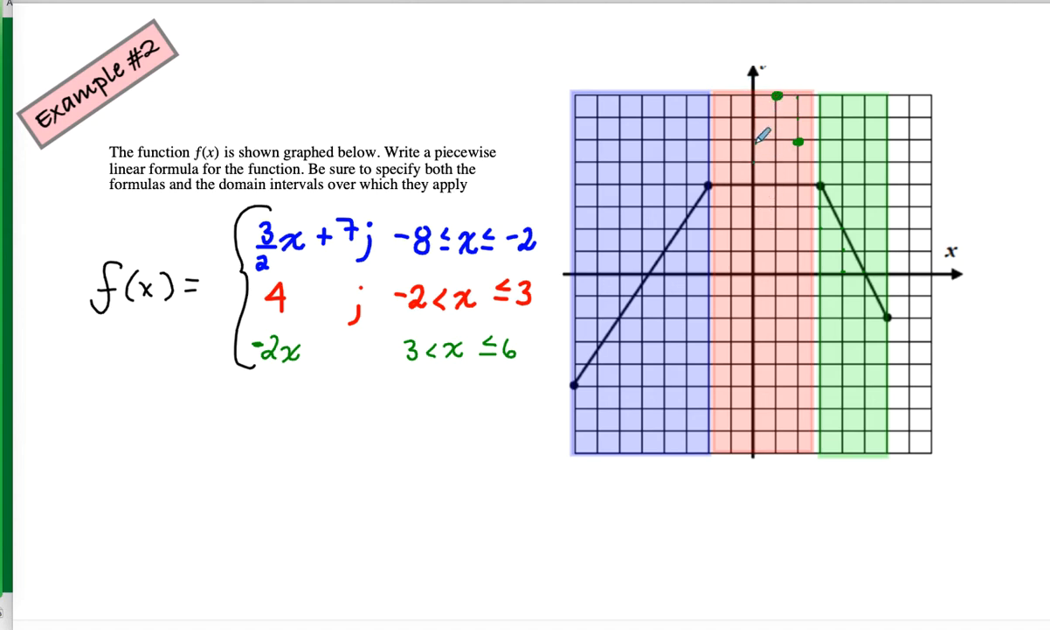That's 5, 6, 7, 8, 9. It looks like it's going to be 10, right? Because I go up 2 over 1. So that is negative 2x plus 10. Voila. Oop, let me put my semicolon colon in there. You don't have to do that.